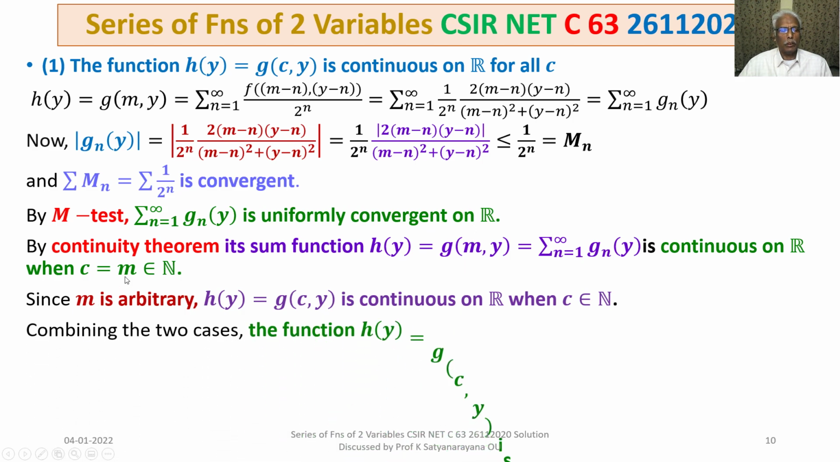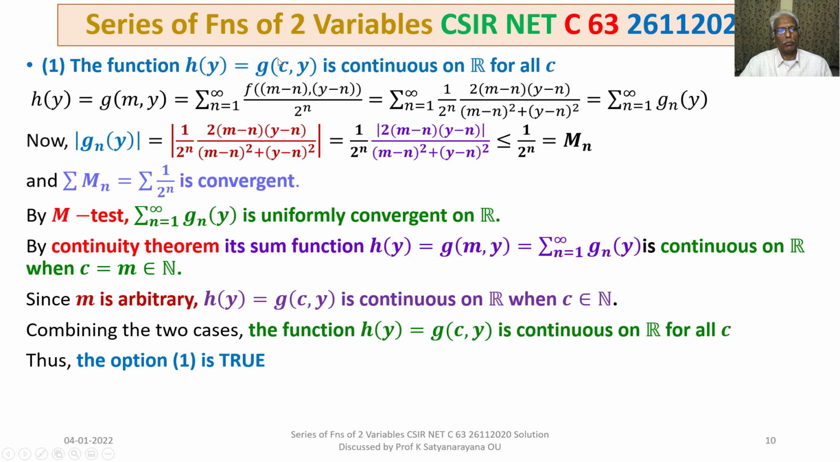And so combining the two cases, that is the first case when c does not belong to N, when c is a real number but not a natural number, and the case 2 when c is a natural number. Combining these two cases, the function h(y) is equal to g(c, y) is continuous on R for all c. So this proves the option 1 is true. Thus, our answer is options 1 and 4 are true, and the options 2 and 3 are not true.